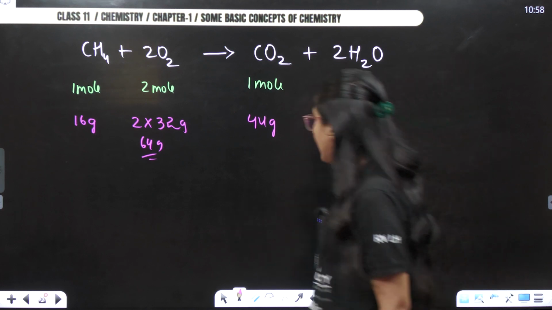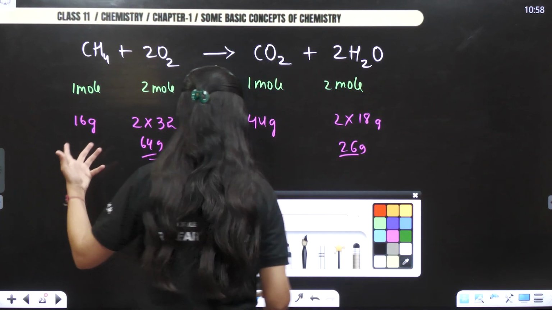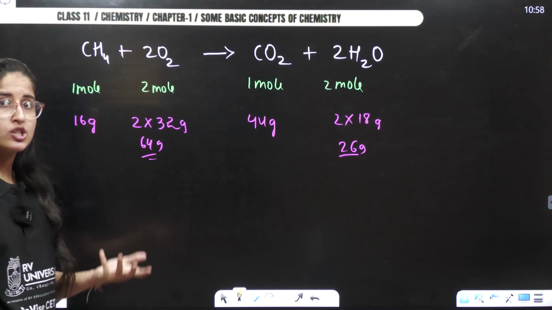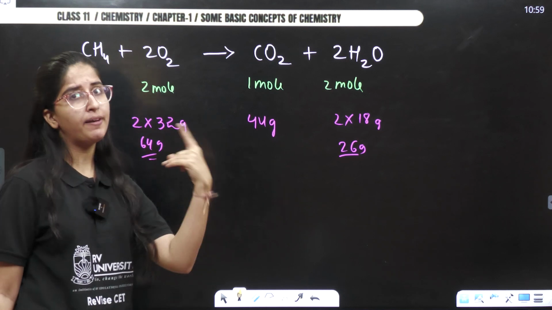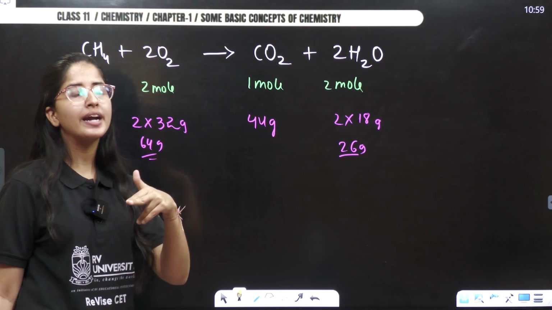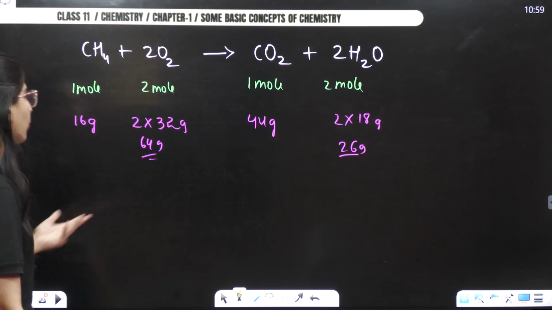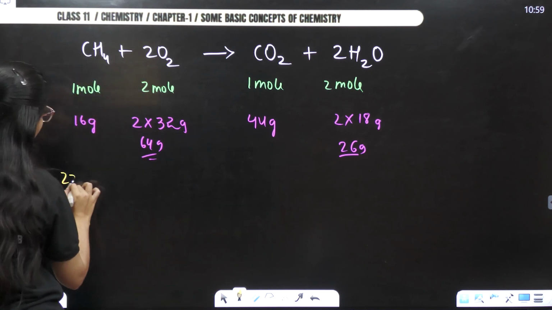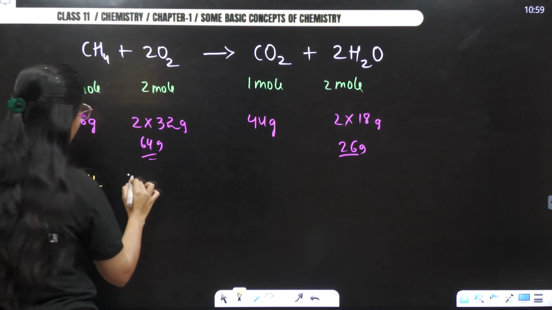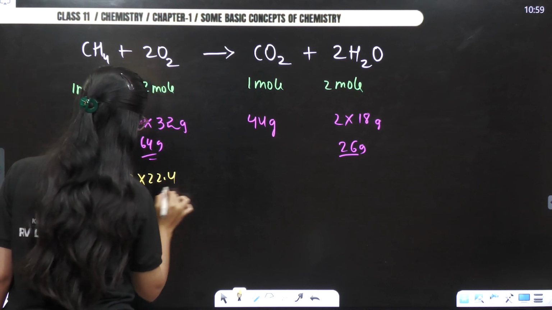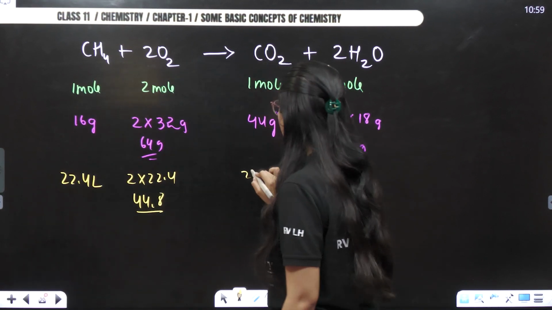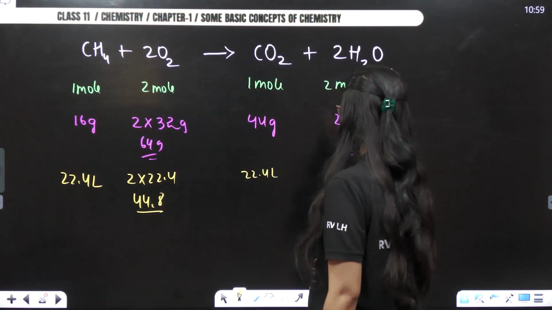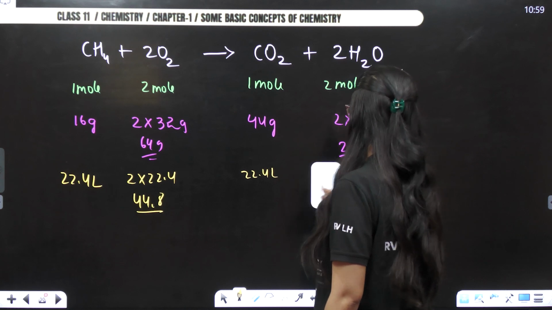26 gram. Now, in terms of STP, how much volume will it take? 1 mole will contain 22.4 liters. 2 moles will contain 2 into 22.4 liters. So, 1 mole is 22.4 liters, and 2 moles is 2 into 22.4, that is 44.8 liters. Correct?